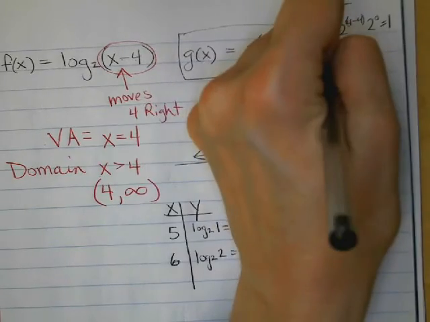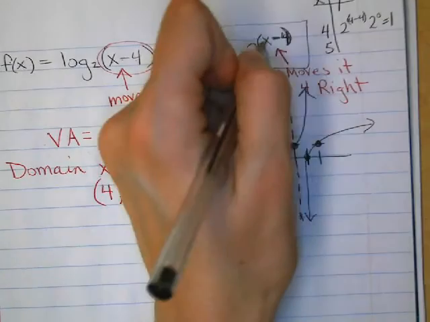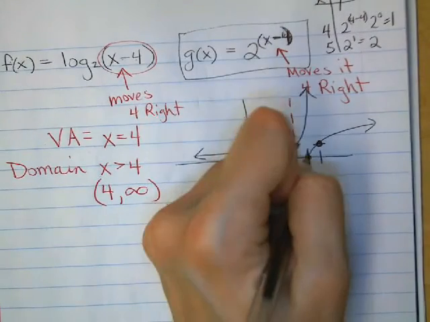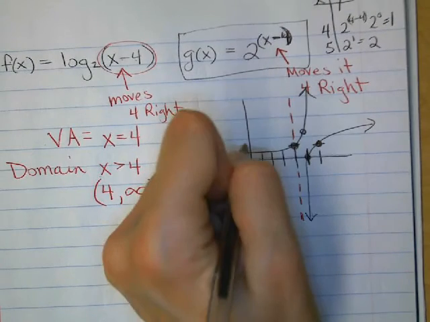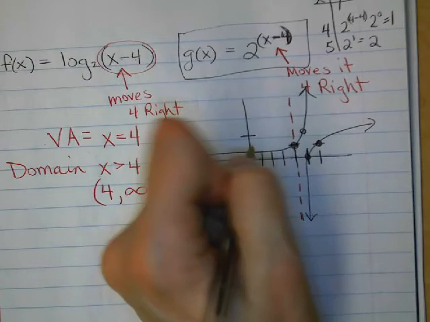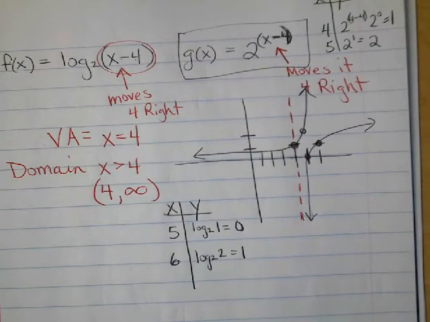If I plugged in 5, 5 minus 4 is 1. 2 to the first power, that's 2. So I have 5 comma 2. See, and I basically sketched those for you already. I was just graphing it real quickly.